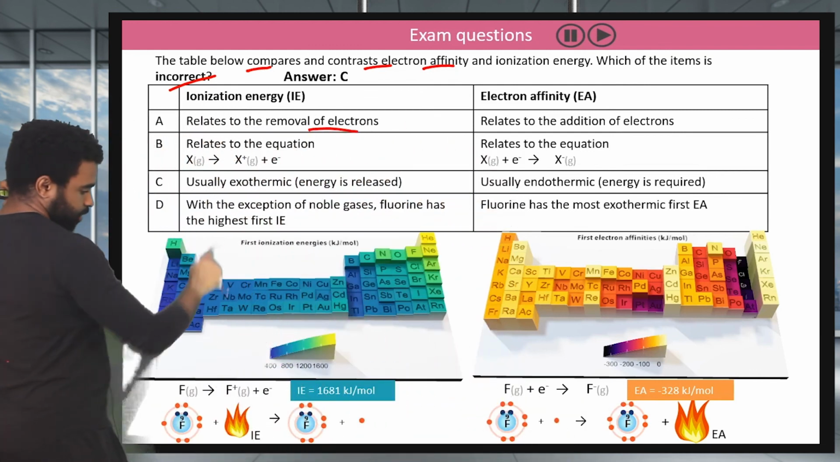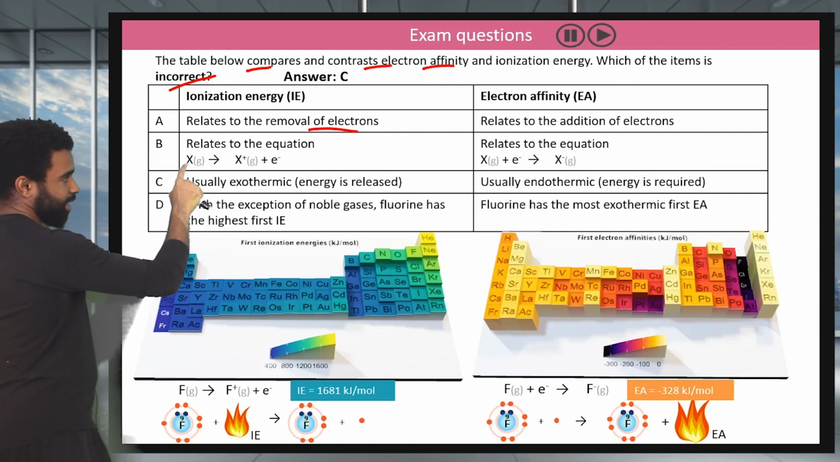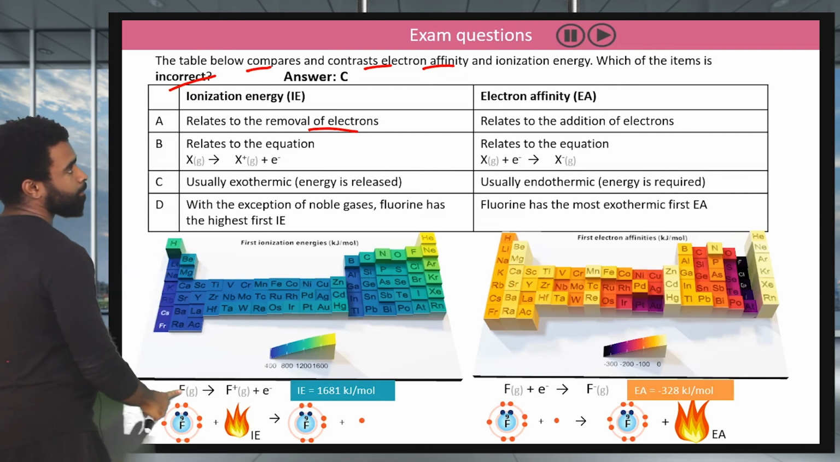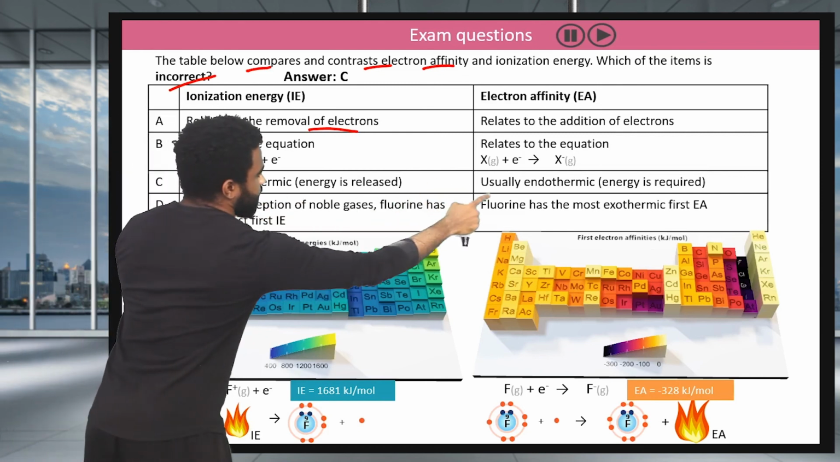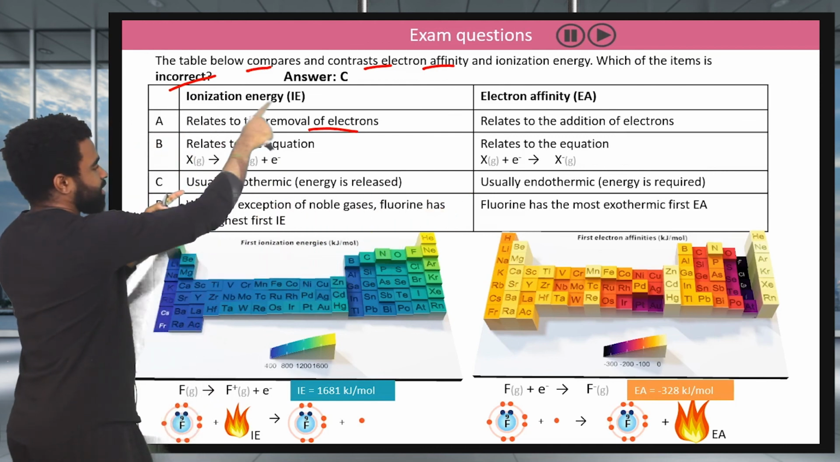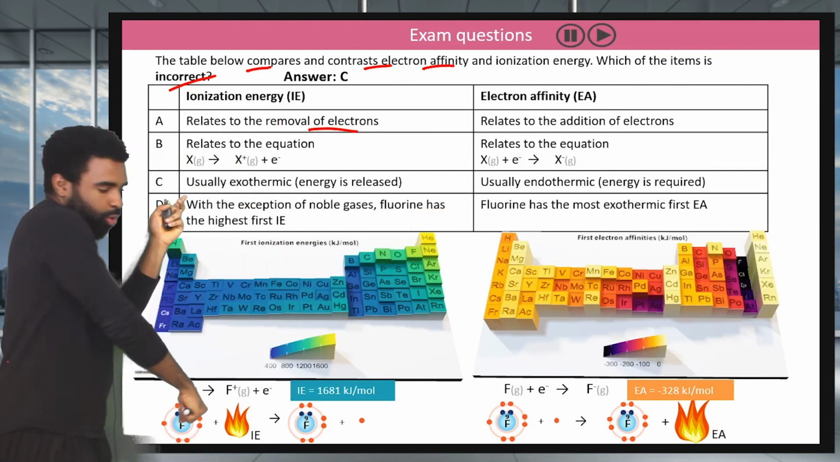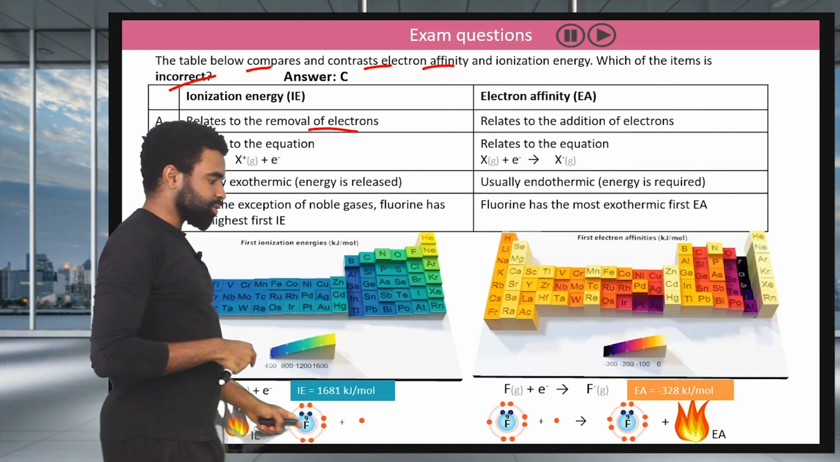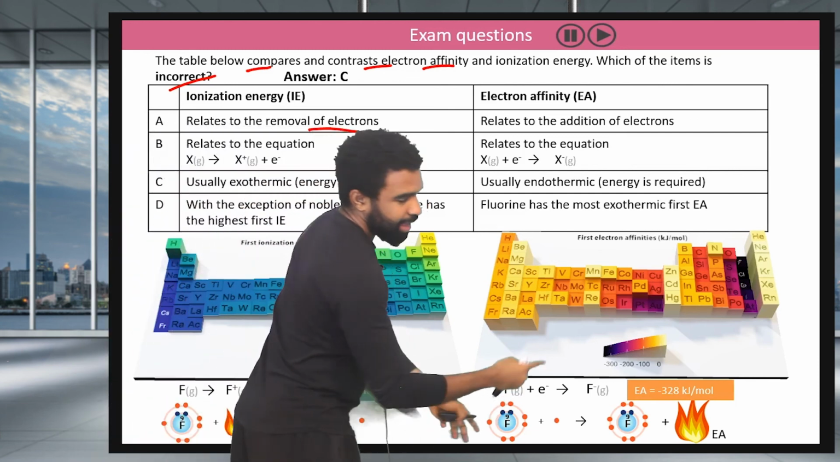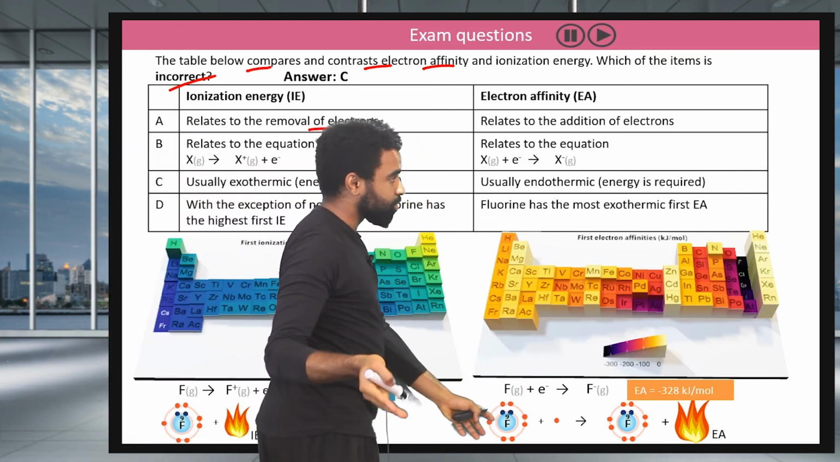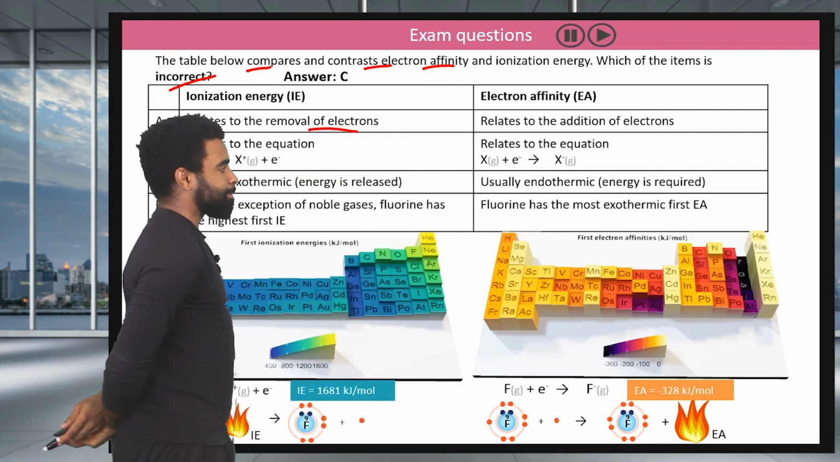And the relevant equations, you can see them there, just replace the X with fluorine. Now this one is swapped, right? So that's why C is wrong. So ionization energy is usually endothermic. It requires energy to liberate electrons, whereas this is exothermic. That is, energy is given out when you drop an electron in.